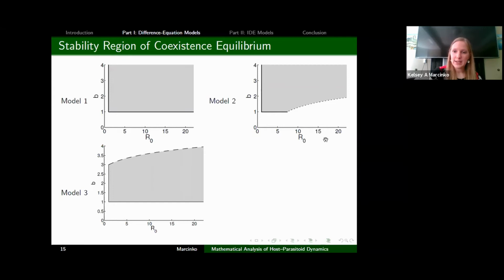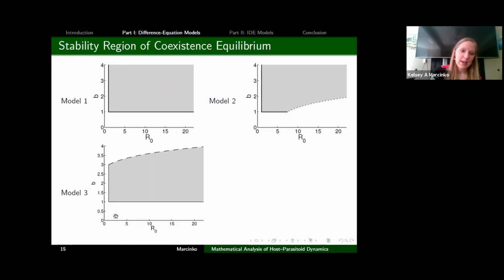When, instead of using the fractional recruitment, we use exponential recruitment, I get that the Jury 2 condition is part of the stability region here. And so if this condition is violated, the coexistence equilibrium is not stable.